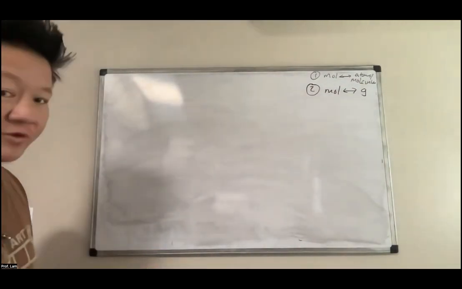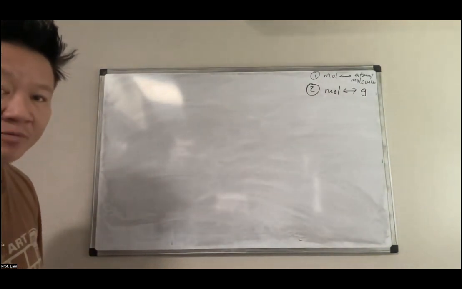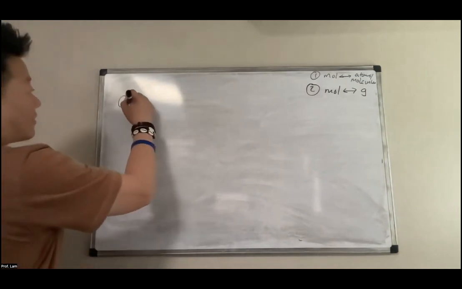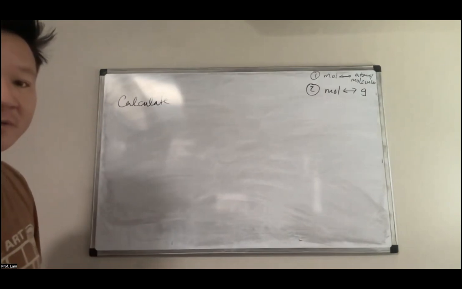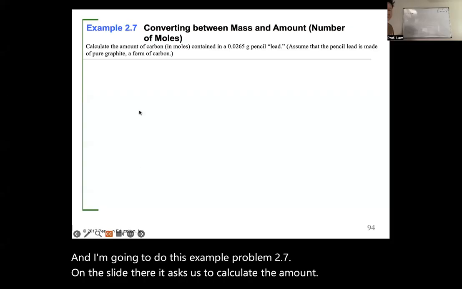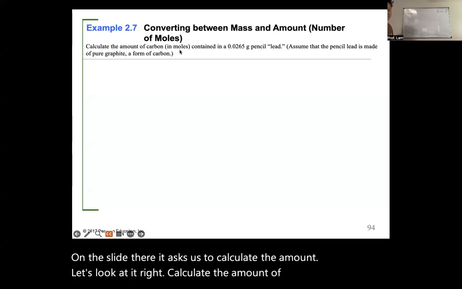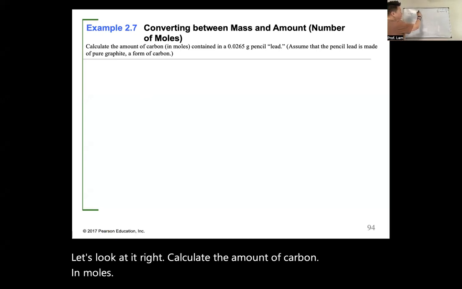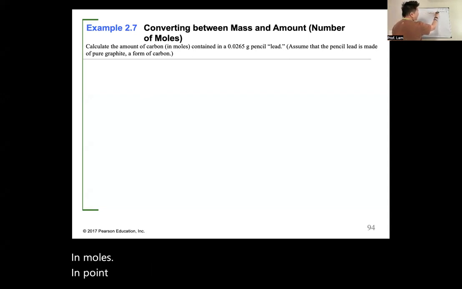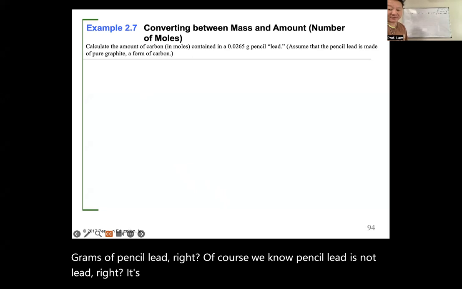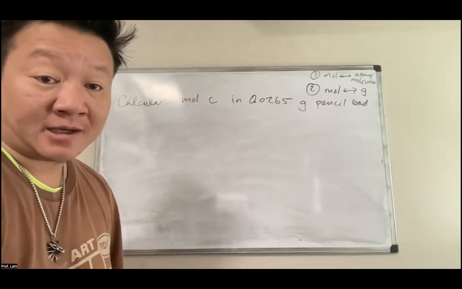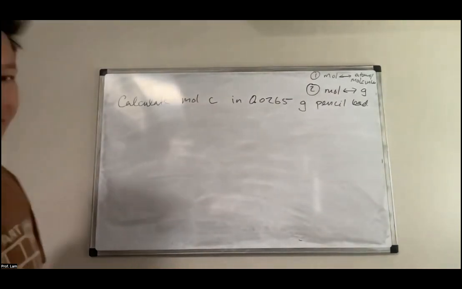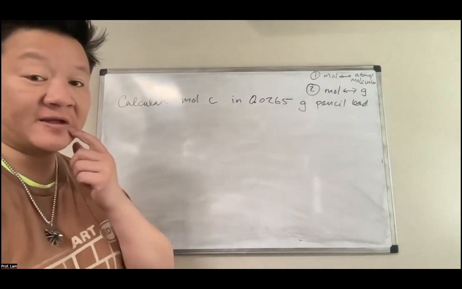All right, so what if we were asked, and I'm going to do example problem 2.7 on the slide there. It asks us to calculate the amount of carbon in moles in 0.0265 grams of pencil lead. Of course, we know pencil lead is not lead. It's graphite. It's funny that we call it that. We obviously didn't know chemistry back then. It's actually just carbon. So that's why we're asked to calculate moles of carbon.